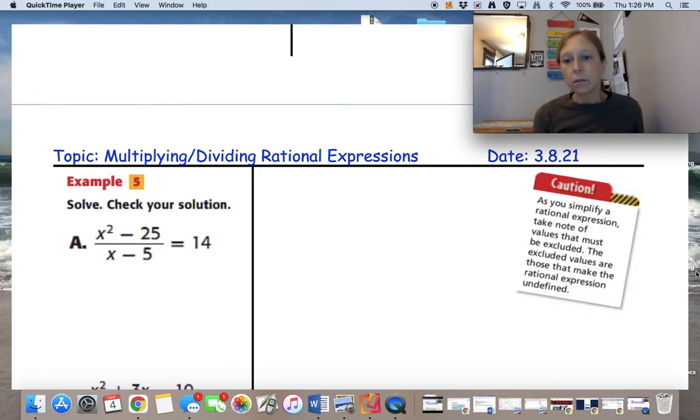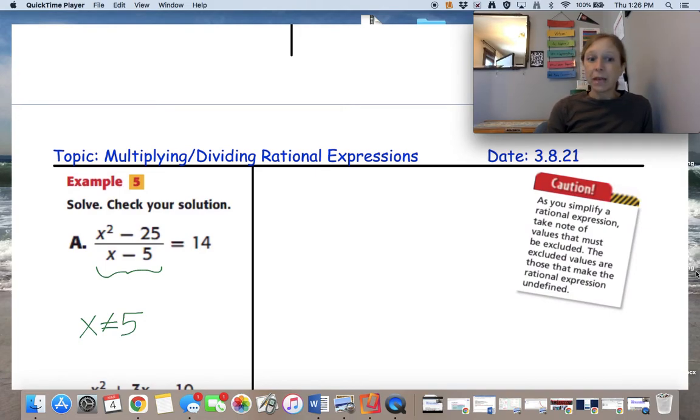It says, as you simplify a rational expression, take note of values that must be excluded. The excluded values are those that make the rational expression undefined. So if I look at this first one, what makes this undefined is what makes the denominator 0, which is 5. So x cannot equal 5. So if we end up with the solution of 5, we may have no solution.